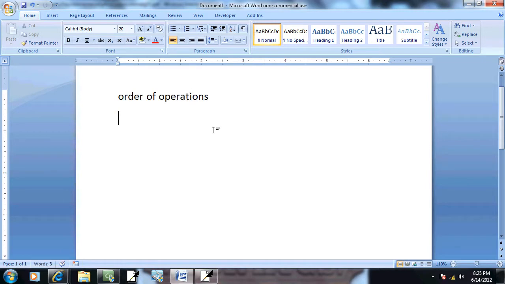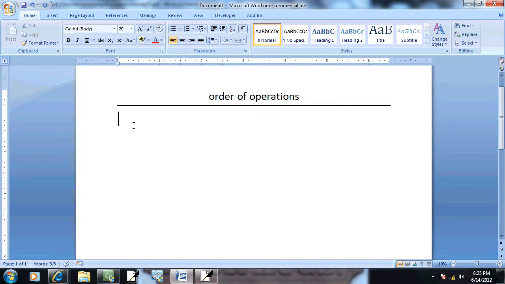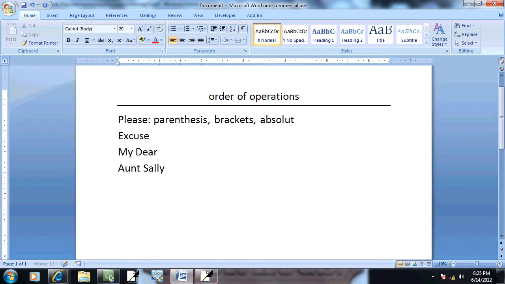Now we have a special way to help us remember what to do. Most people have heard of: Please excuse my dear Aunt Sally. Now, if we look at the first letter of each one of those words, it tells us exactly what to do. So the P on please says we do what's inside the parentheses, brackets, or absolute values.